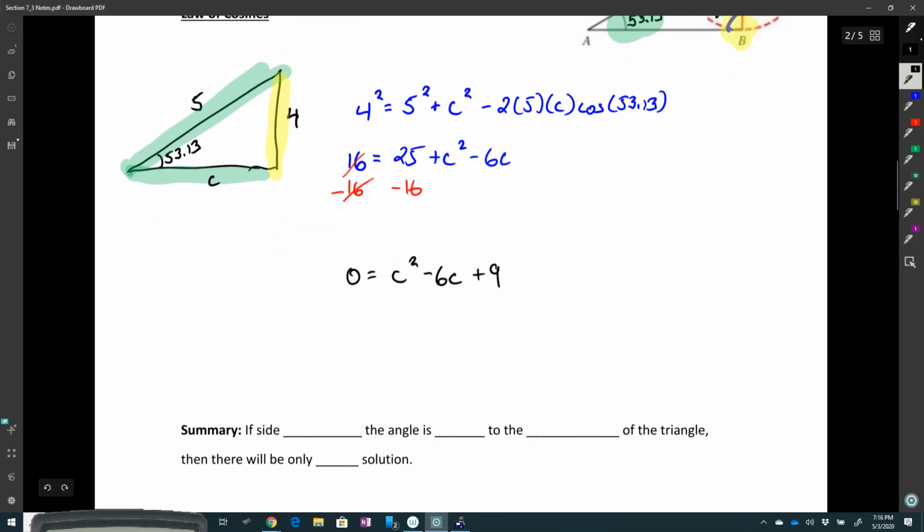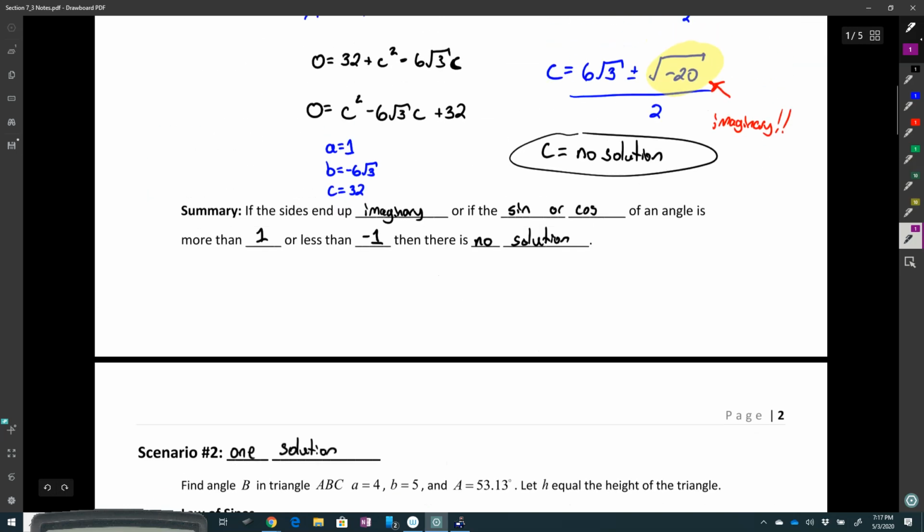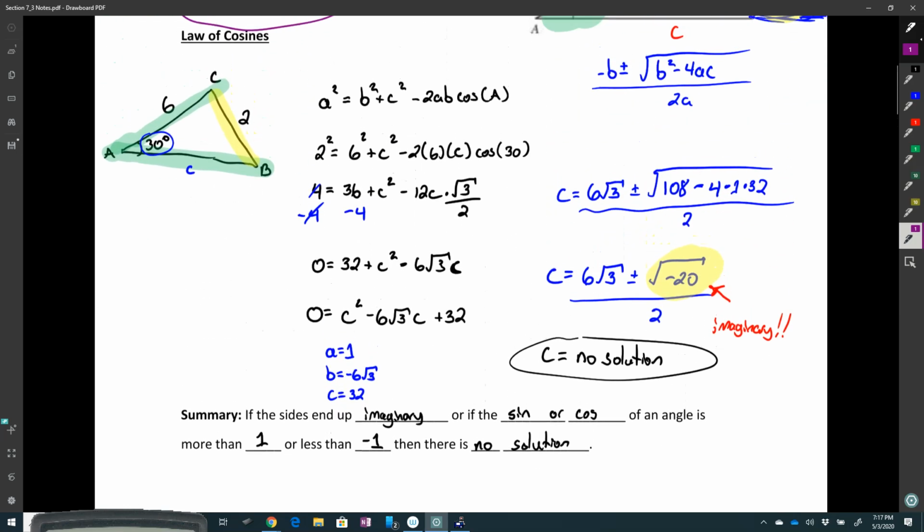So notice that if you do the math, a quadratic always has two answers. But it just turns out that the answers here are the same. X minus 3, X minus 3. So X minus 3 equals 0. I know this is overkill, but X equals 3, X equals 3. So yes, the quadratic formula always gives you two solutions, but sometimes those two solutions are identical. In the previous example, the two solutions were imaginary.